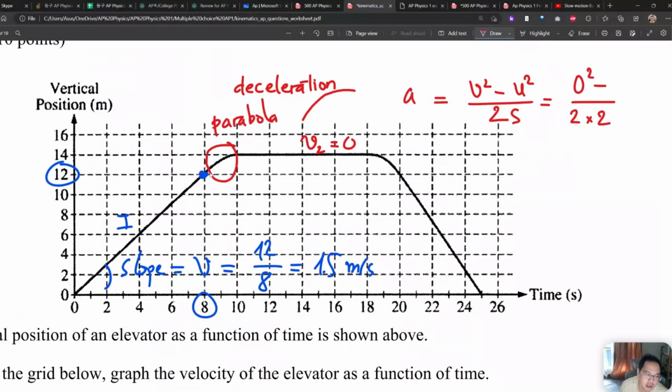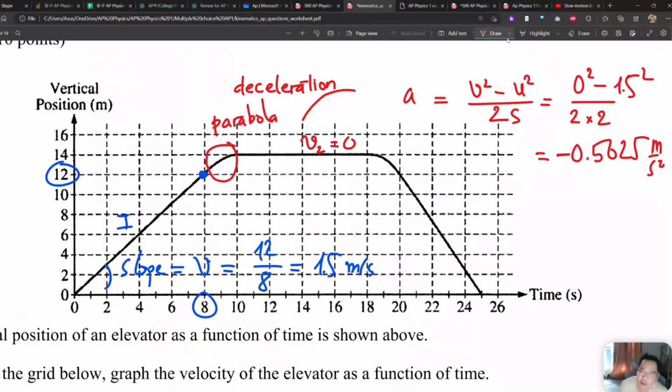Initial velocity is 1.5 squared. So the deceleration there is 1.5 squared divided by 4, which is 0.5625. 0.5625 meters per second squared, with a negative sign indicating that it is a deceleration.